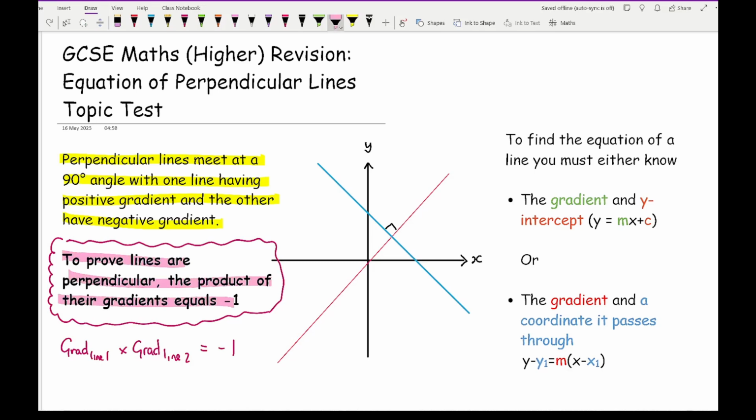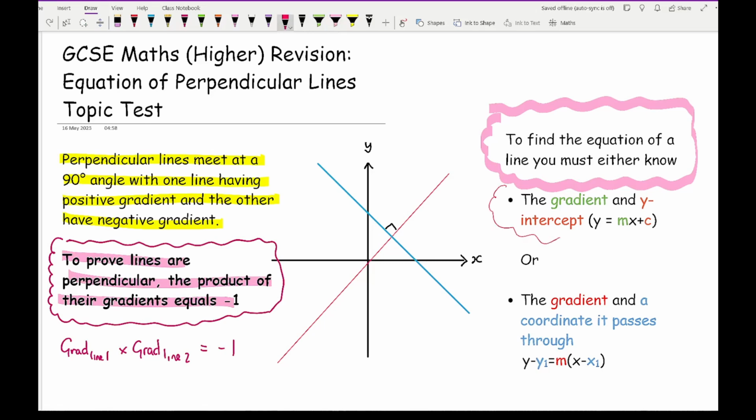Now to find the equation of a line, you must know one of two things. Either you know the gradient and the y-intercept, in which case you can just use y = mx + c. However, what is becoming more apparent is when you know the gradient and a coordinate that the line passes through. If you know that, then I would strongly recommend that rather than using y = mx + c, you instead use y - y1 = m(x - x1), where the gradient is m and the coordinate is (x1, y1).